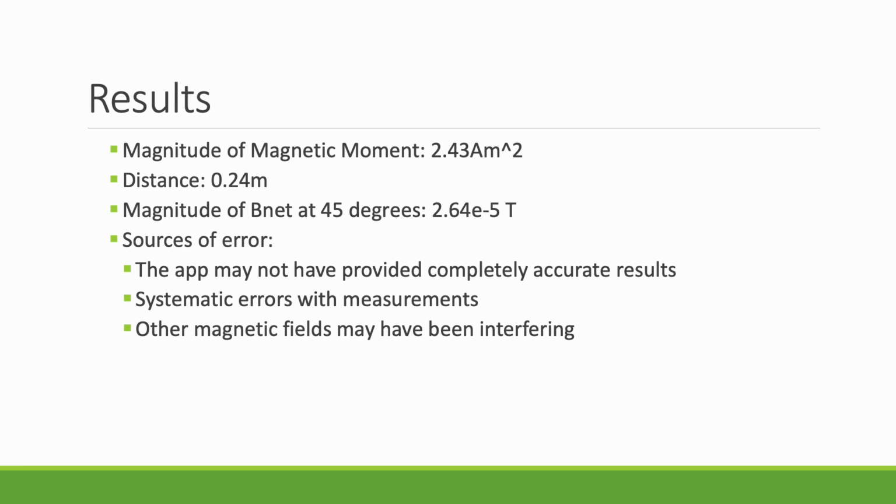So these are the main results from the lab. Again, we calculated that the magnitude of the magnetic moment was 2.43 A·m². The distance of the 45 degree arrow was 0.24 meters. The magnitude of B net at 45 degrees was about 2.64 times 10 to the negative fifth teslas. And some potential sources of error were that the app may not have provided completely accurate results. There would be systematic errors with measurements due to human error and, again, the app, and other magnetic fields could have been interfering.